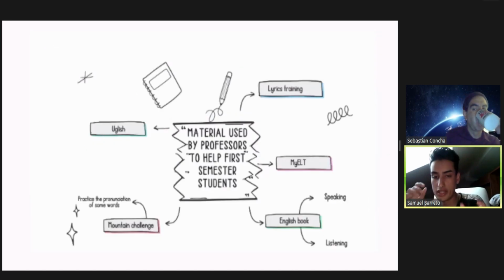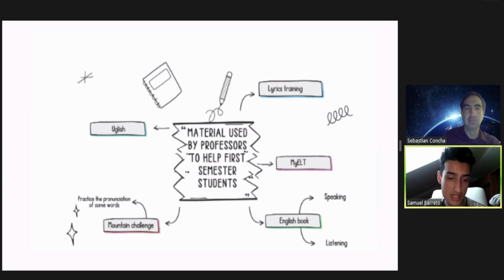Okay, so here we have the material used by professors to help first semester students. They use Lyrics Training and MyLT. MyLT is a platform that has the English book that the students use in the program, especially to help in speaking and listening communicative competences. Also the Mountain Challenge, an activity that promotes pronunciation improvement, and another e-learning tool. The next one, please.